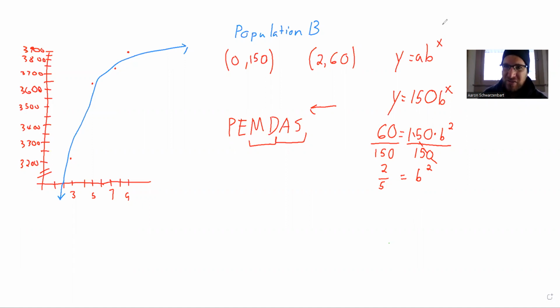In order to solve this, to get just B, because I really want just B, not B squared, I'm going to take the square root of both sides. To undo the squared, I take the square root. And that gives me just B on the right side. I'm going to go to a calculator and get the square root of 2/5. And that gives me 0.632.